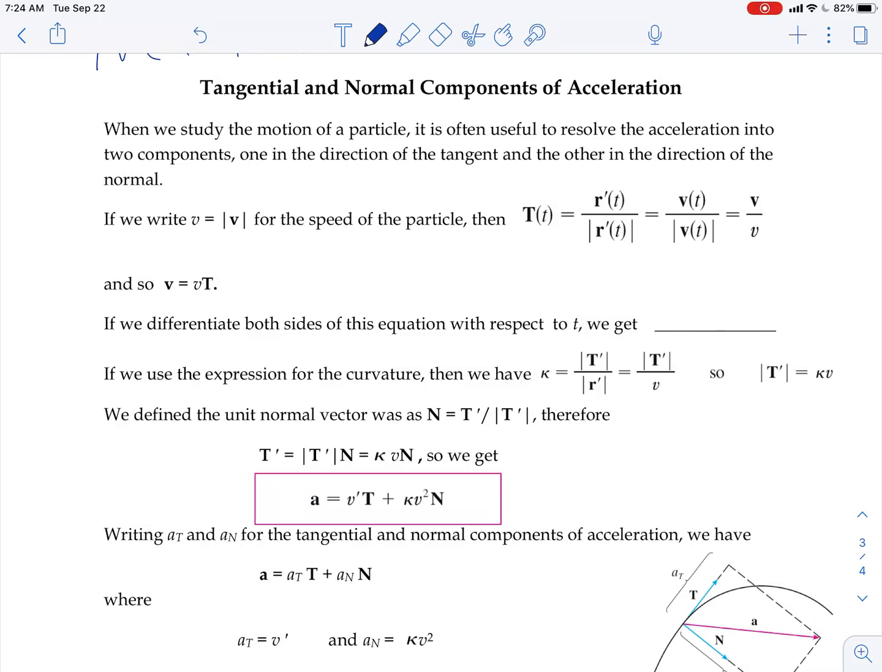All right, then we'll combine the last part of the third page and the fourth page together, and that way we'll have everything completed. The last parts are talking about the tangential and normal components of acceleration.